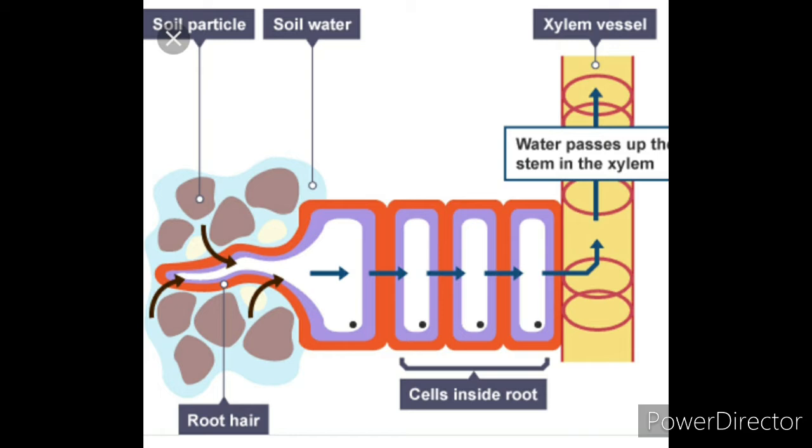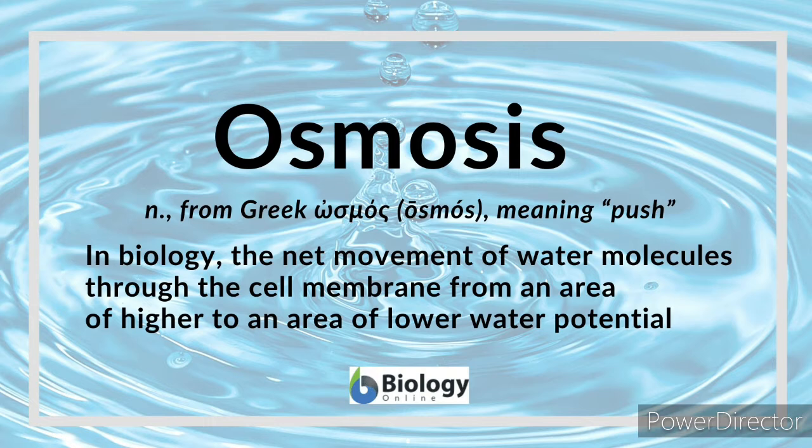Here, the soil water is very dilute. Its concentration is very low, and when you see the cell sap, it is very high. It is not dilute, it is concentrated. Here you came to know that the movement of molecules from the higher concentration to the lower concentration is called osmosis. Here, when you see the concentration of the soil water compared to the concentration of the cell sap of the root hair, osmosis is movement from the higher concentration to the lower concentration.